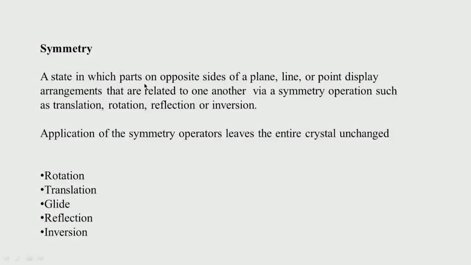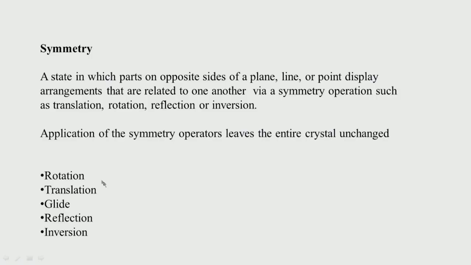So what is this symmetry? Symmetry is a state in which parts on opposite sides of a plane, line or point display arrangements that are related to one another through a symmetry operation such as translation, rotation, reflection or inversion. So basically symmetry is rotation. So when I rotate it, if what I had as the original is the same as the rotated form, that is called the rotational symmetry.